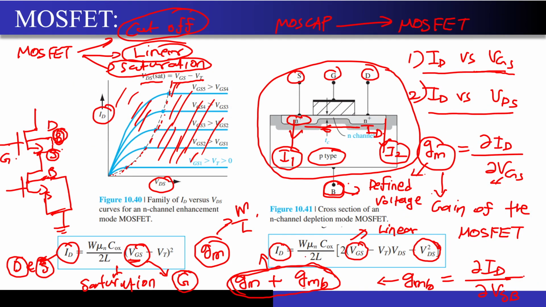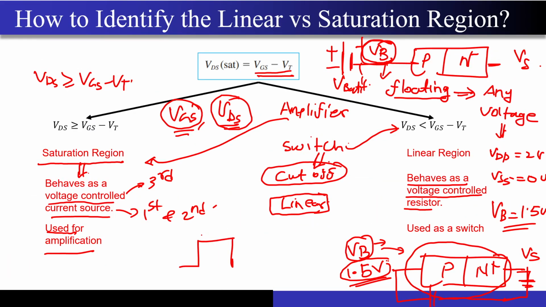If you look at this equation, ID is equal to mu n Cox W by L times (2 times (VGS minus VT) VDS minus VDS squared) by 2. So your ID depends on VDS as well as VGS. Let's say this is my MOSFET. Between the drain and source terminals, it will behave as a resistor, but it will be a variable resistor and its value will depend on your ID.